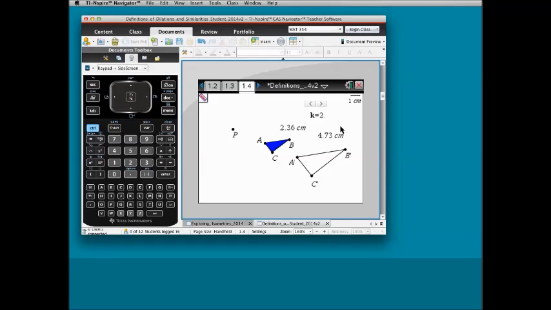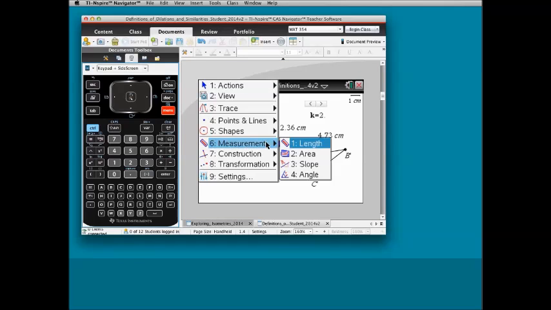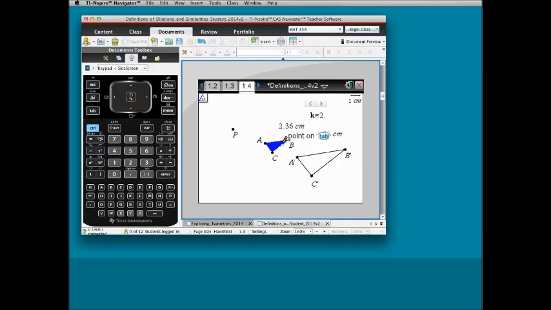So we have this relationship between the lengths of the sides. We can also go in and measure our angles and take a look at, let's say, BAC. That's 61.2, and B prime, A prime, C prime is also 61.2.